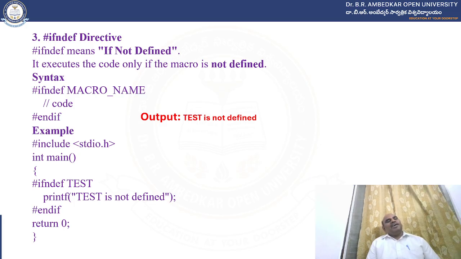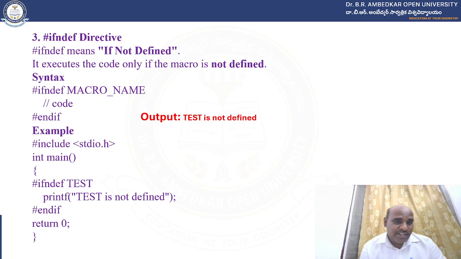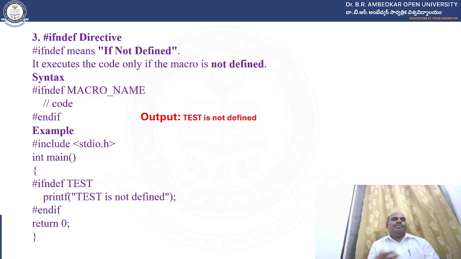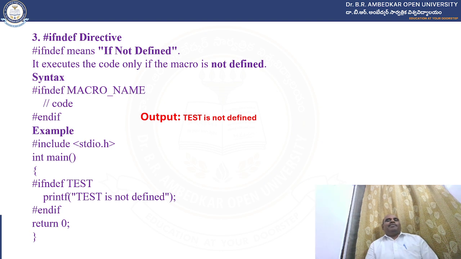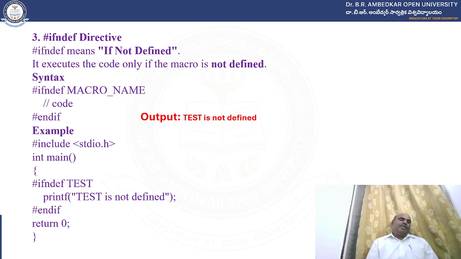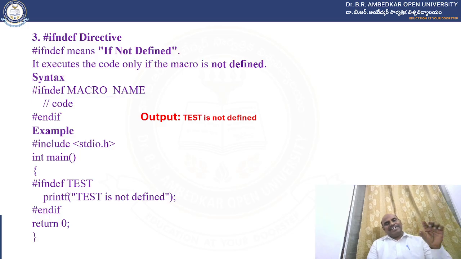It is the opposite of ifdef. If defined, the code is executed. If undefined, meaning it is not defined, then it is executed. So they are quite opposite. Both are called ifdef and ifndef directives. So how can we write the syntax? In syntax: #ifndef, macro name, code, and #endif. This is the syntax. Then we can go for the example.